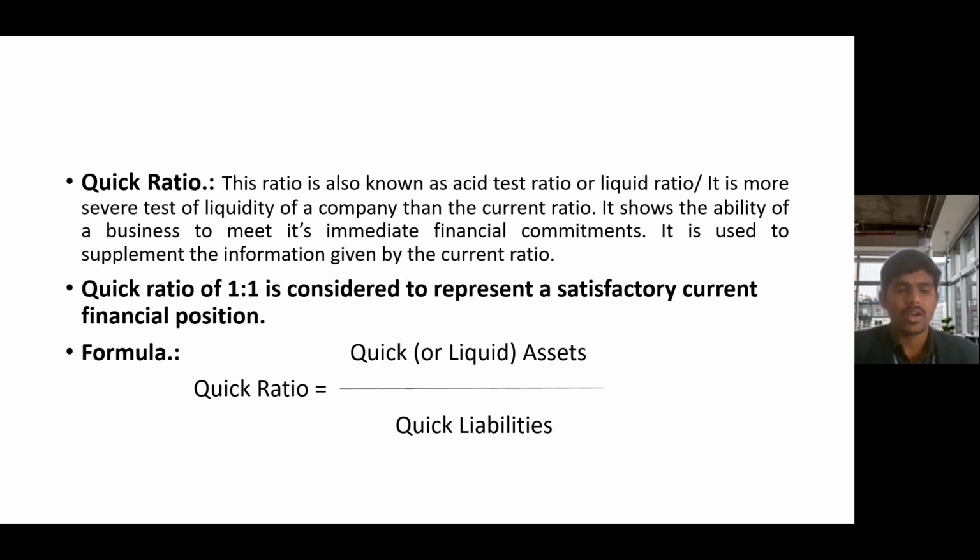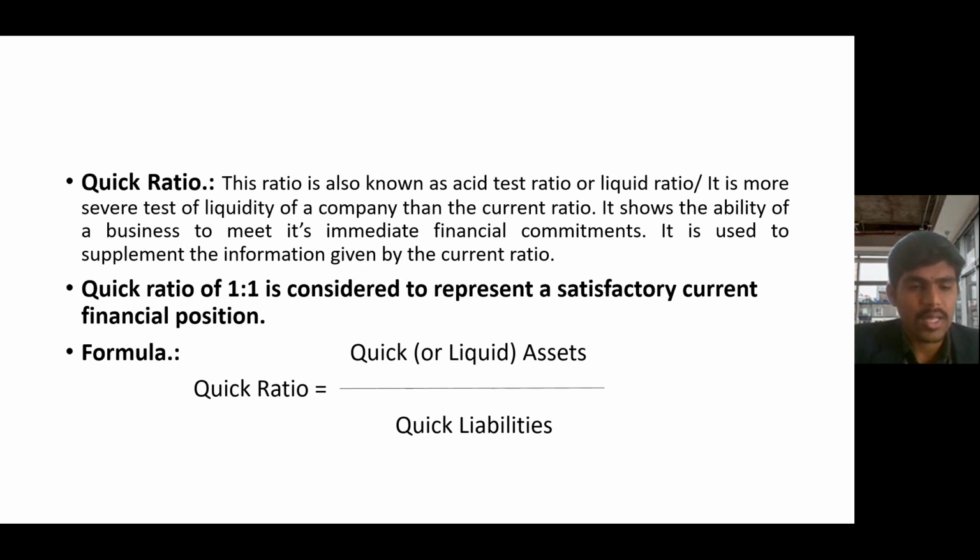Okay, next, a quick ratio of 1:1 is considered to represent a satisfactory current financial position. What it means is that whatever quick assets or liquid assets are there, they should meet the current obligations. It should be equal, not less or more than that. If it is more than that, then it will be treated as the current ratio. If it is equal, then it will be called the quick ratio.